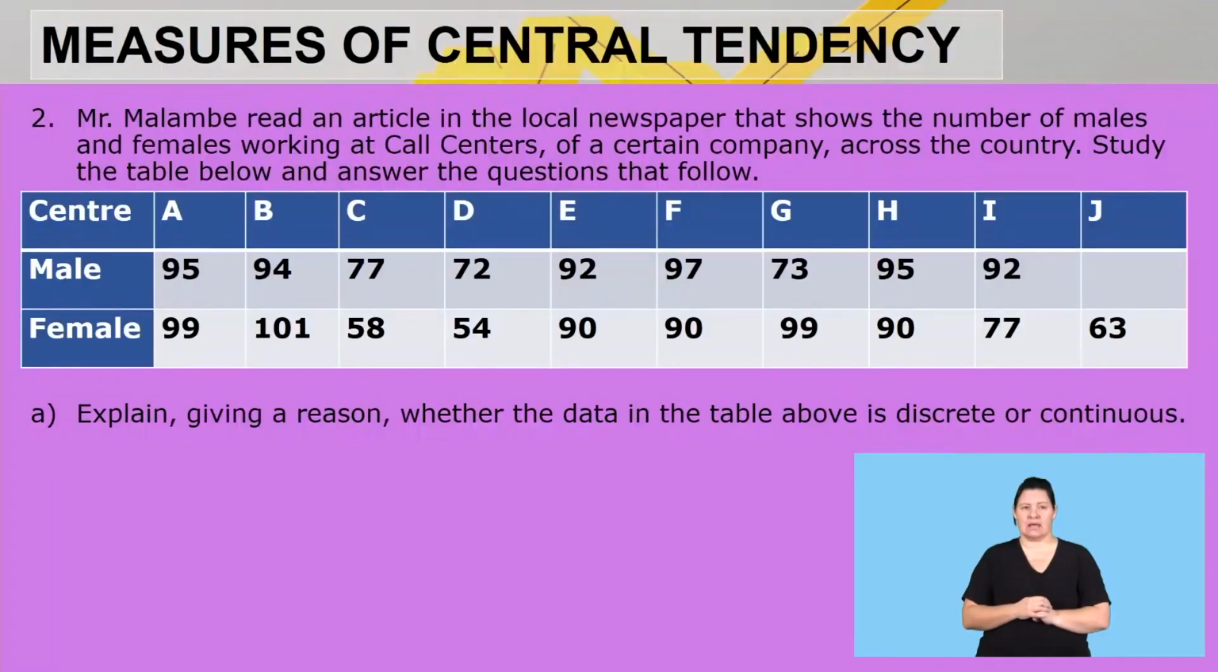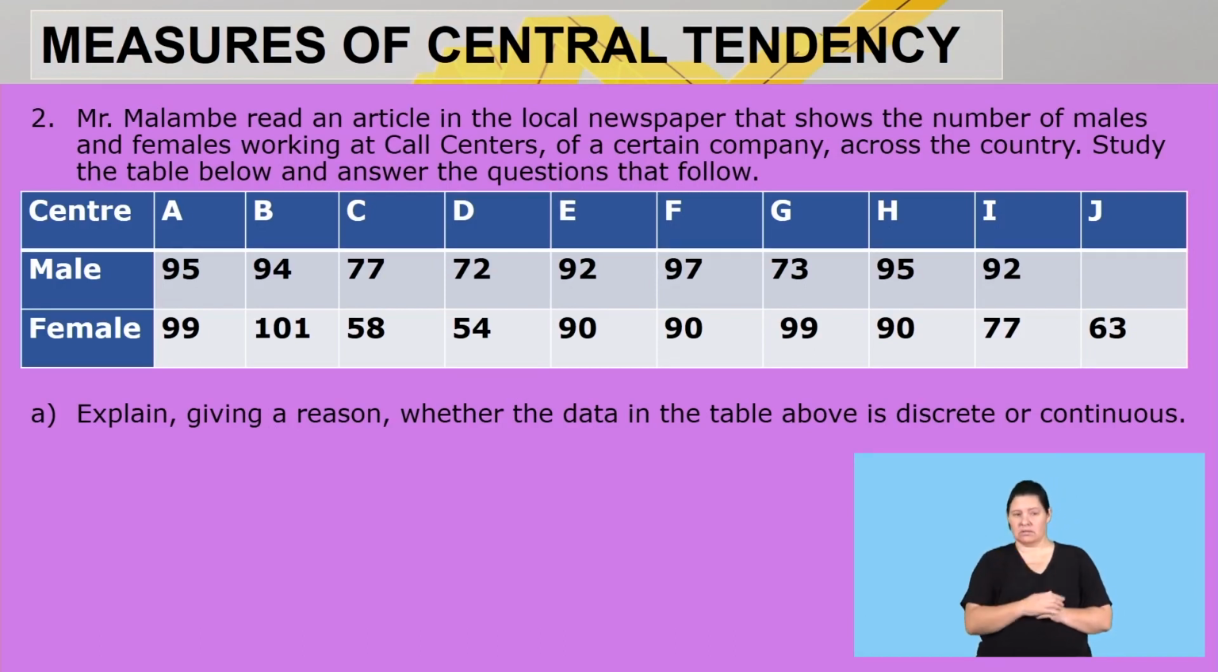I'll be moving now to question number 2. It says here, Mr. Malambe read an article in the local newspaper that shows the number of males and females working at call centers of a certain company across the country. Study the table below and answer the questions that follow. So here we have the centers, listed from A to J, so that gives us 10 call centers. We have the number of males and females working at each of these call centers.